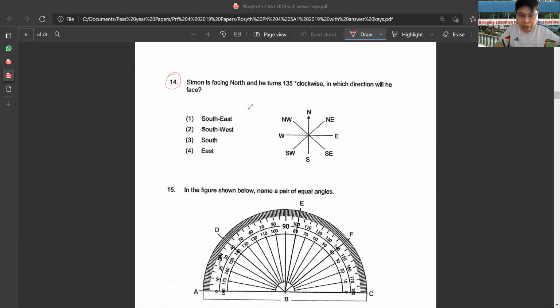Okay, 14. Direction again. Direction, we've been doing it for quite some time. So right now, our friend Simon is facing north. North is this direction. So he's facing north, this direction. 135 clockwise. Clockwise is this way, or this way. Blue or red? Sorry, red. Hold on. Actually, it's the same direction. Hold on, let me clear my drawing.